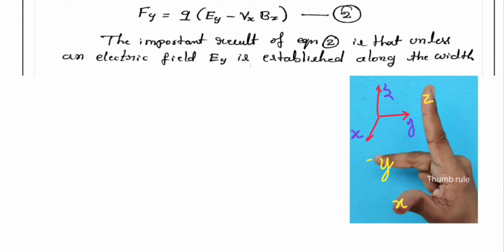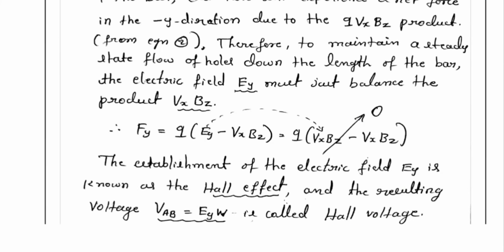So the force we have seen, it is in the y direction. So we can see it as Fy is equal to, in the y direction if you are writing, it will be minus of Vx Bz, right? So the important result of equation 2 is that unless an electric field Ey is established along the width of the bar, each hole will experience a net force in the minus y direction due to the Q Vx Bz product. Therefore, to maintain a steady state flow of holes down the length of the bar, the electric field Ey must just balance the product Vx Bz.